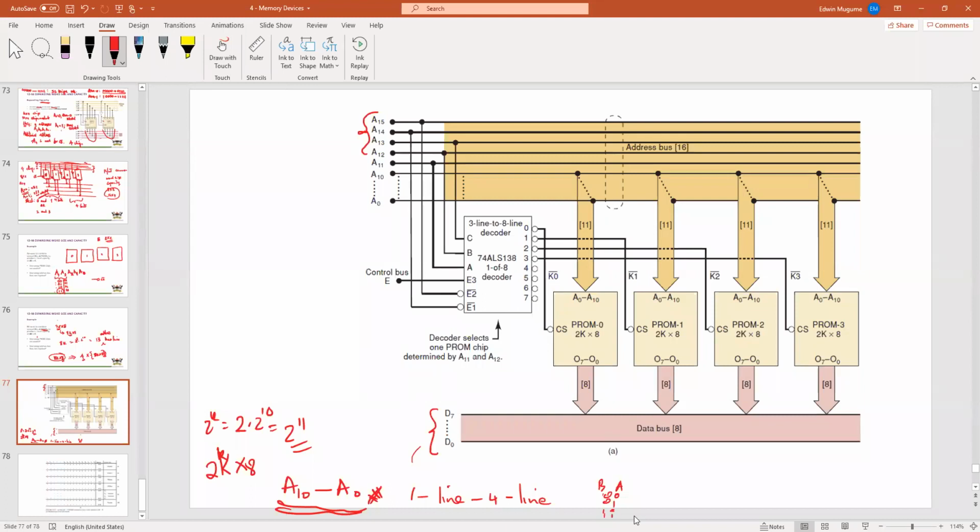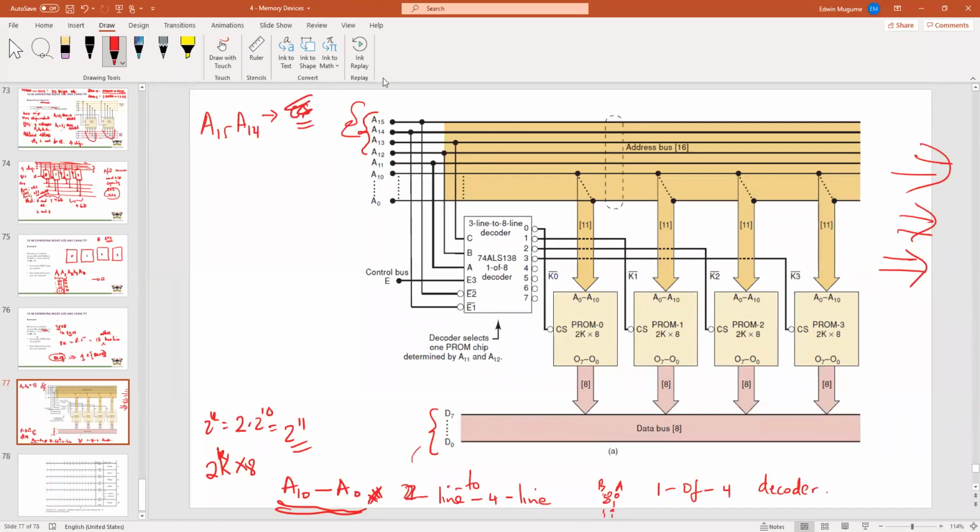However, as we are going to see, this memory can be expanded further, so you can continue moving in that direction. Anyhow, first of all, these last two, yeah, 2 line to 4 line. You're right, a 2 line to 4 line decoder, or a 1 of 4 decoder. Now, you can see that A15 and A14 are used to enable the decoder. In other words, A15, A14 need to be 0, 0 for this decoder to work.